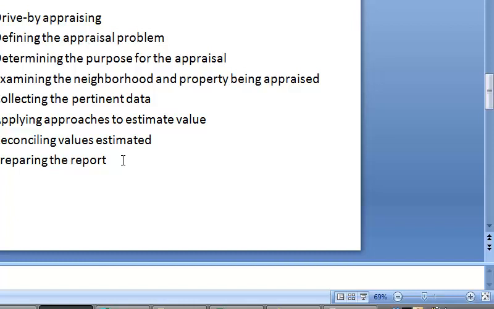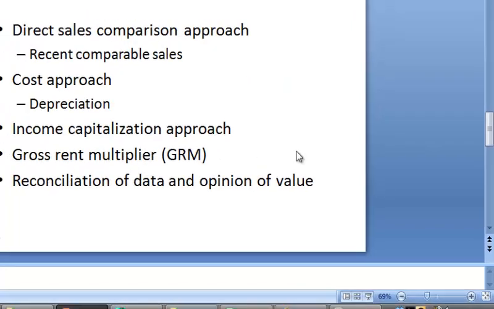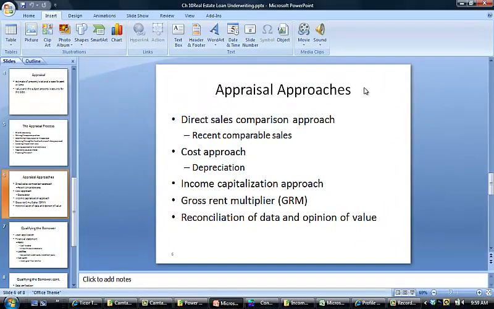Are the bedrooms the same? Is the square footage the same? And then I'll go ahead and prepare the report. Different types of appraisal approaches. The most common to use in residential is a comparable approach, where you're going to compare recent sales. You can also do a cost approach, where you break it down and say, what would it cost me to acquire that lot and rebuild that property and come up with a value, and that's called a cost approach.